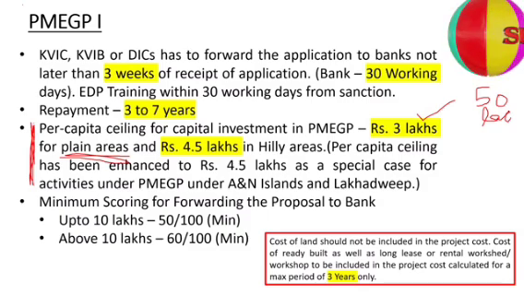So for plain areas, it is 3 lakh rupees. It cannot exceed rupees 3 lakh per head per capita. And in case of hilly area or Andaman and Nicobar Island, Lakshadweep, etc., it is 4.5 lakh. I hope my point is clear. Per capita ceiling for capital investment in PMEGP is rupees 3 lakh for plain areas and rupees 4.5 lakh in hilly areas. And in special case, it has been extended up to Andaman, Nicobar and Lakshadweep Island also. So 3 lakh rupees, this is important from exam point of view.